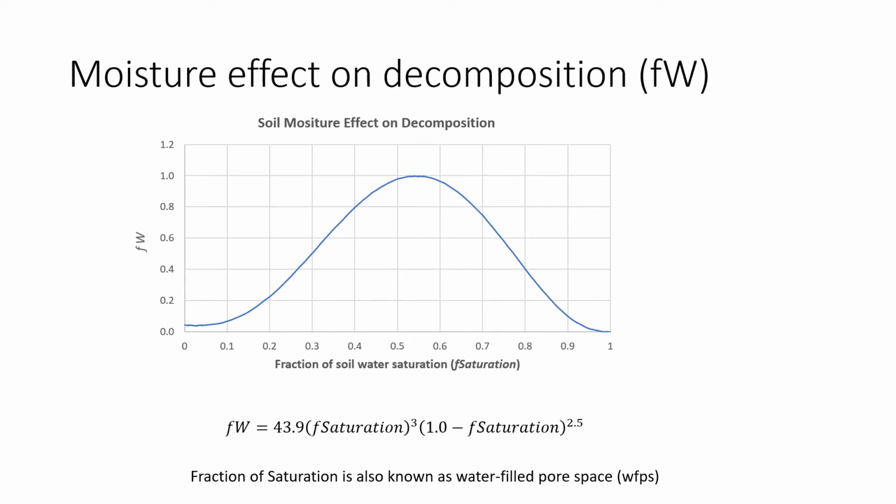The main thing to look at is the shape of the curve and understanding what the shape of the curve is telling you. So at about 55% or 0.55 fraction of saturation, this function is at its maximum of 1. So that is saying that according to this model, when pore space is about 55% saturated, that would be ideal for the maximum decomposition rate.